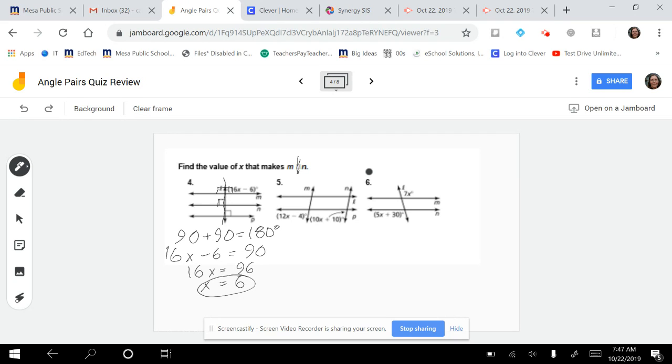Okay, these ones, everybody. So these are going to be corresponding. Do you see that same side, skip one? So we set those two equal to each other. So these two are corresponding.